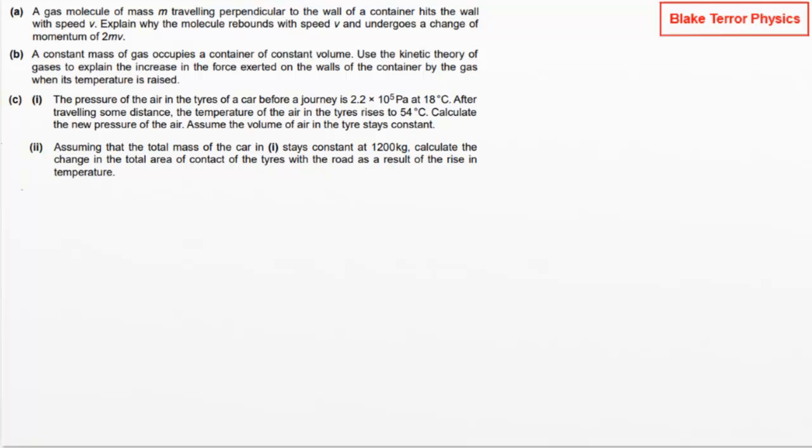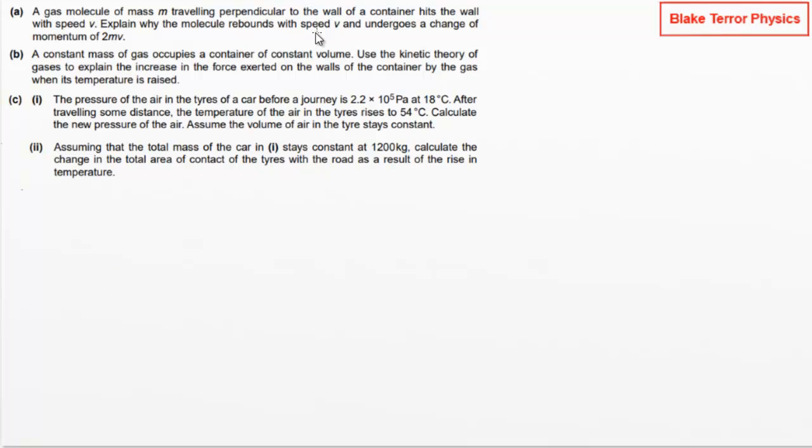Hello, here's another batch of thermodynamics questions. We've got part A here. A gas molecule of mass m travelling perpendicular to the wall of a container hits the wall with speed v. Explain why the molecule rebounds with speed v and undergoes a change of momentum of 2mv.